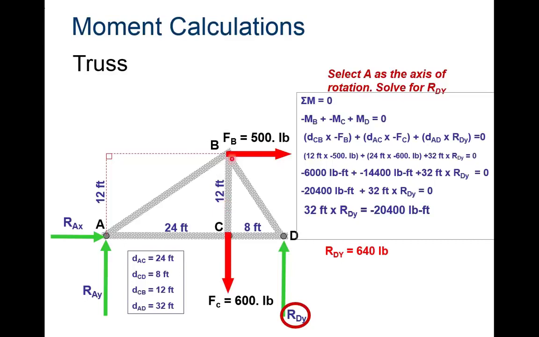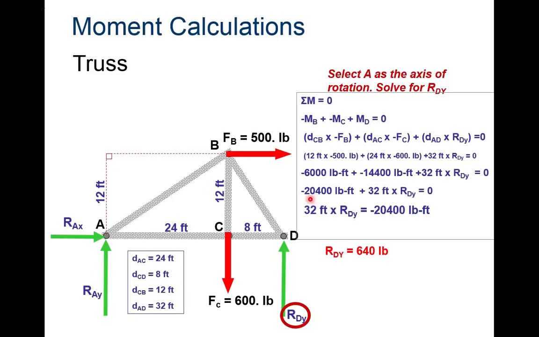It's 12 feet. Remember, perpendicular distance times negative 500 pounds plus 24. This is moment C. 24 feet, right? Times 600 pounds, negative 600 pounds. And then we don't know RDY, but we do know it's 32 feet away. So 32 RDY. All of that equals 0. Now we can simplify some things. We're getting closer to being done. And I can simplify negative 6,000 plus negative 14,400 equals negative 20,400. And nothing changed here, plus 32 RDY.